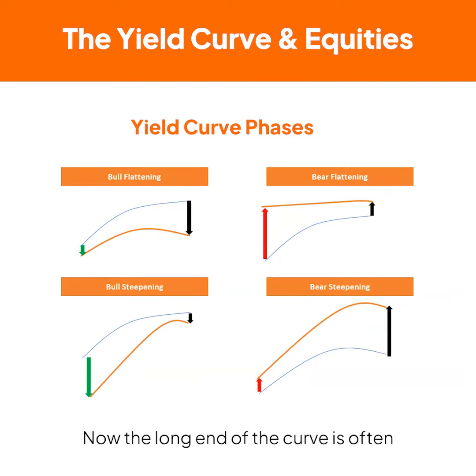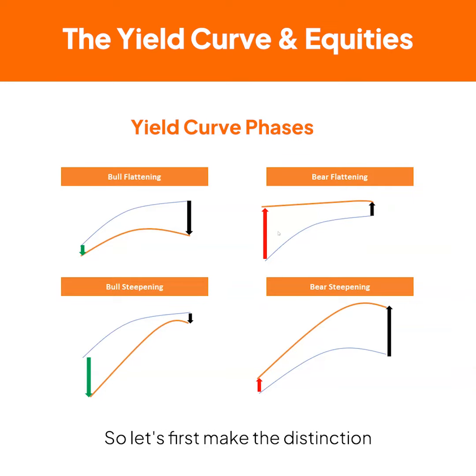Now, the long end of the curve is often interpreted as a barometer on medium-term growth expectations. If 10-year yields are rising, all else equal, growth expectations are rising, while the short end is reflective of current financial conditions. If 2-year yields are rising, all else equal, monetary policy is likely tightening.